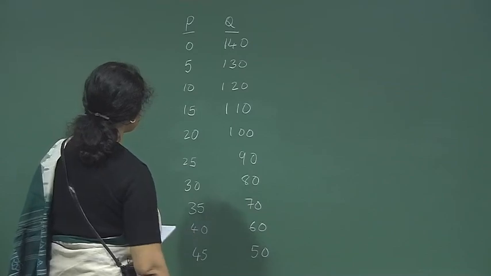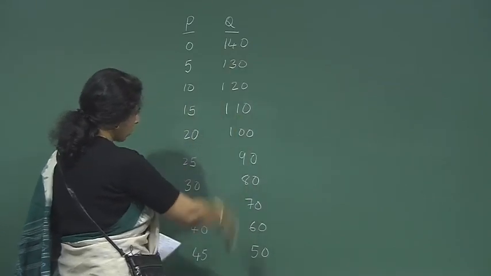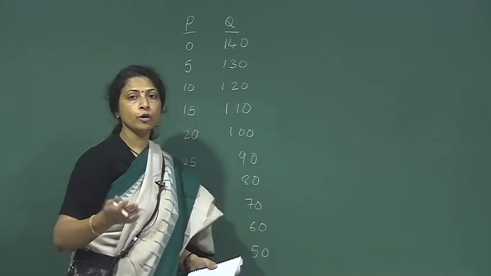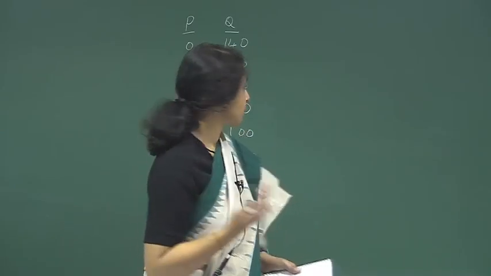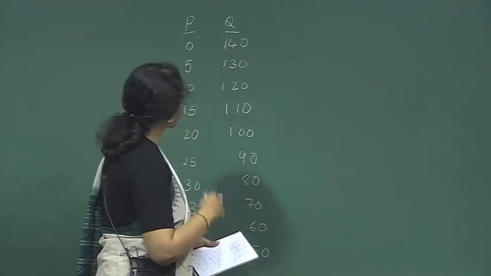So this is the price schedule, and accordingly these are the output schedule. You can imagine the output to be the number of people that they are serving, number of customers. It can be imagined that way. So this is the price and demand schedule.